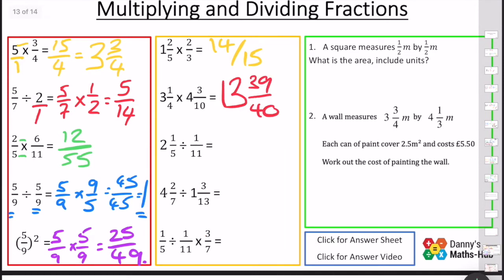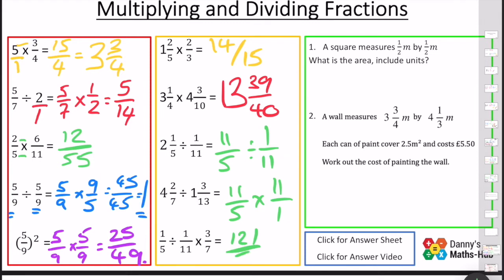Can you see why these questions can be worth quite a lot in your exam? Division. 2 and 1/5, turn it into an improper fraction. 2 times 5 is 10, add the 1 is 11, divided by 1/11. Keep, change, flip. So we end up with 121 over 5. Now 121 divided by 5 is 24, remainder 1. So 24 and 1/5 would be our final answer.